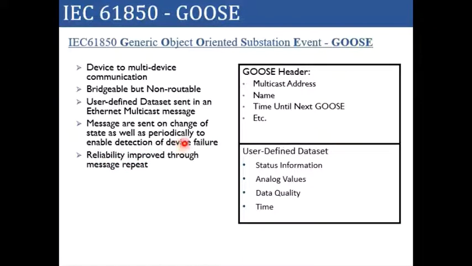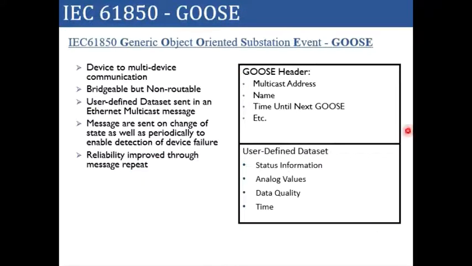Now since GOOSE is bridgeable but not routable, we need to improve the reliability because we cannot always receive the acknowledgement from the recipients of the GOOSE message. So to address the reliability issue, we send the GOOSE multiple times so that the receiving device will get the GOOSE message at least one time. So this improves the reliability of GOOSE messaging.